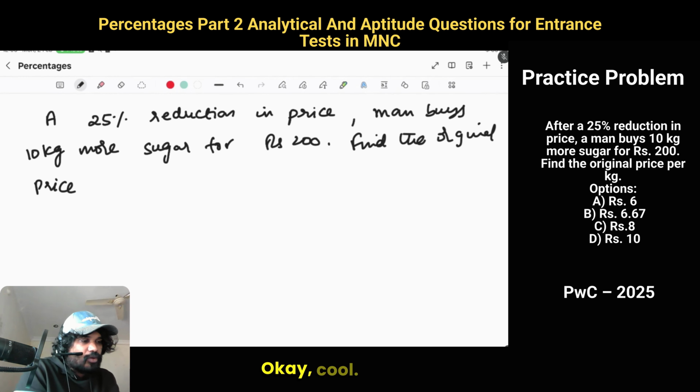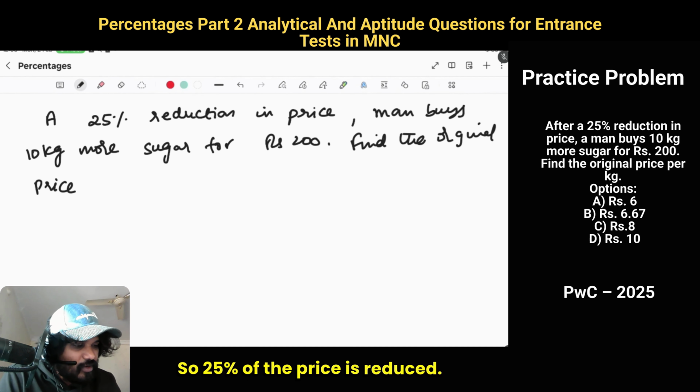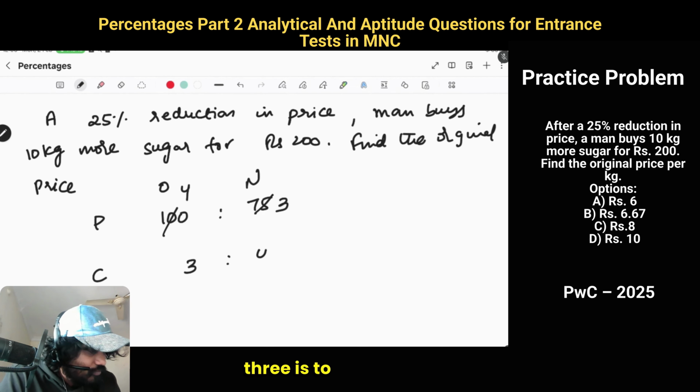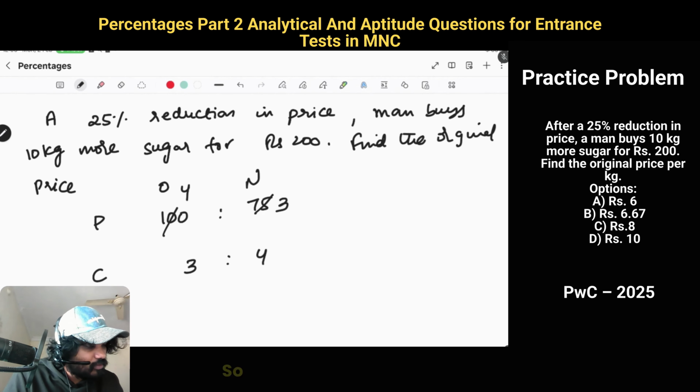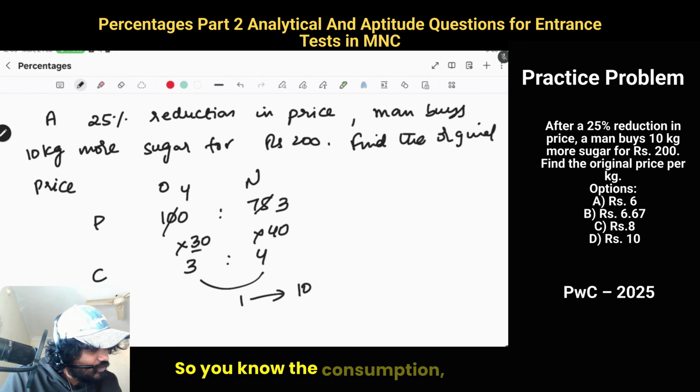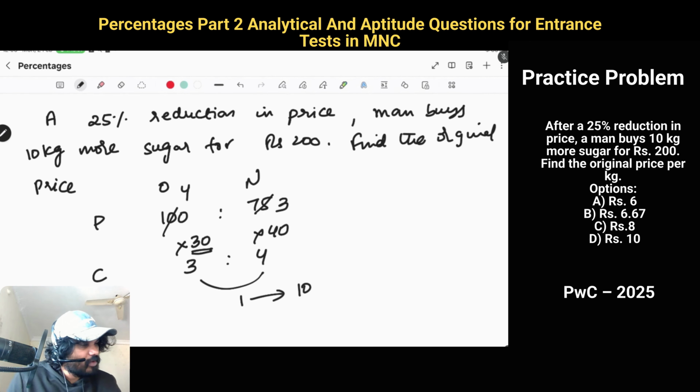Okay, cool. So 25% of the price is reduced, so we'll take old price 100, new would be 75, ratio 4 is to 3. Consumption would be 3 is to 4. A man buys 10 kg more, so the difference is 1, 1 becomes 10, this will become 30, this will become 40. So you know the consumption, you know the price. Okay, find the original price.